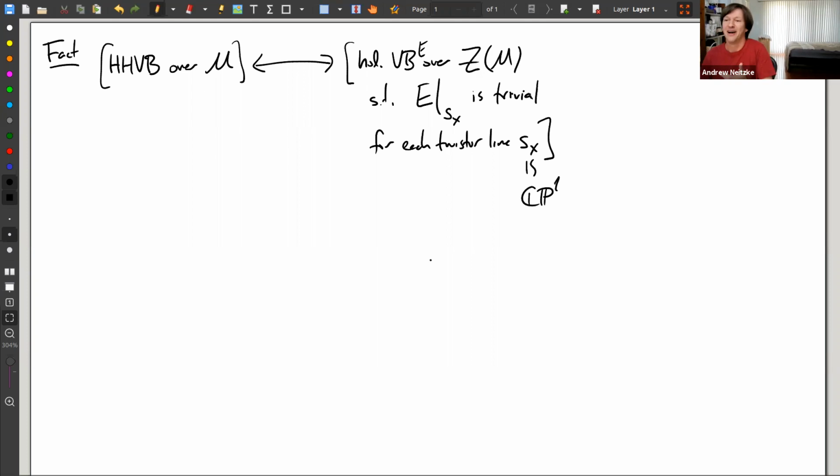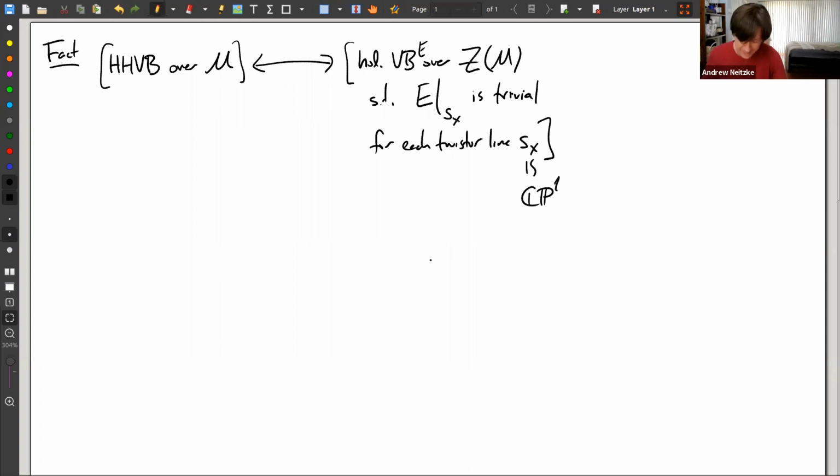At least one way. If you have a bundle which is trivial over the twistor line, then the space of sections has the same dimension as the rank of the bundle itself, and that space of sections becomes the fiber over the corresponding point of M. And indeed, the way we construct it kind of morally goes through this correspondence. So we'll construct it over on the twistor space.